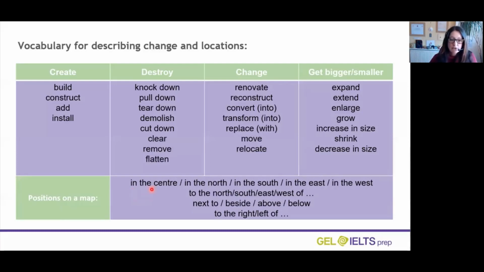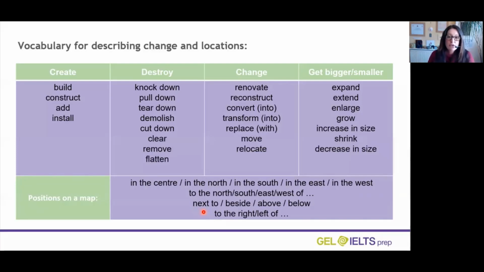We use "in the" to talk about the position: in the center, in the north, in the south, in the east, in the west. We could use "to the north, south, east, or west of" something. Let's imagine that the hotel is to the north of the river, for example. So we take two places and then we show where they are in relation to each other. Again, we can do the same with next to, beside, above, or below. We're showing where one thing is in relation to something else on the map. And the same with to the right of something or to the left of something.